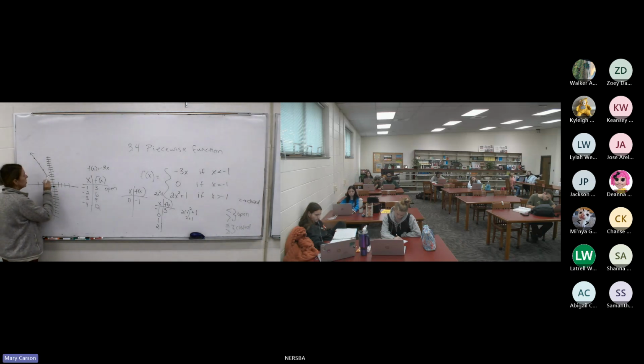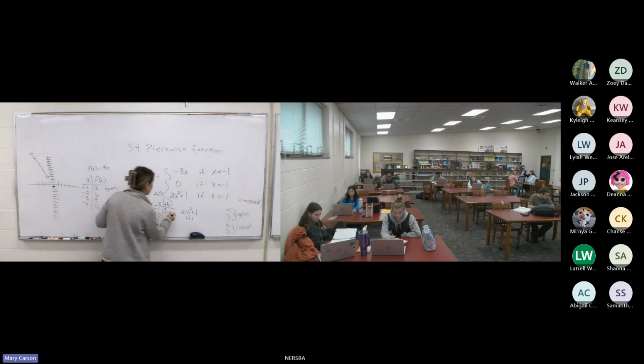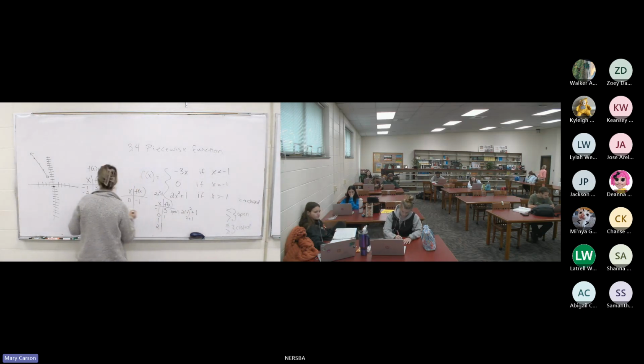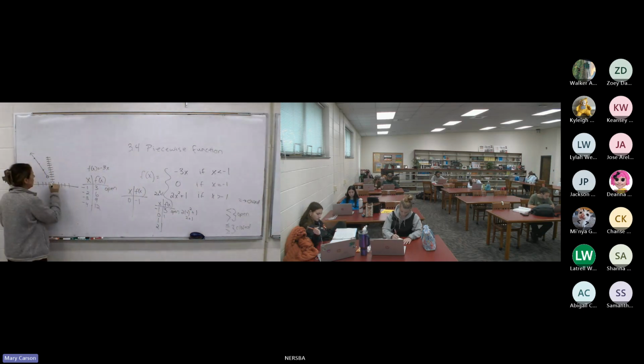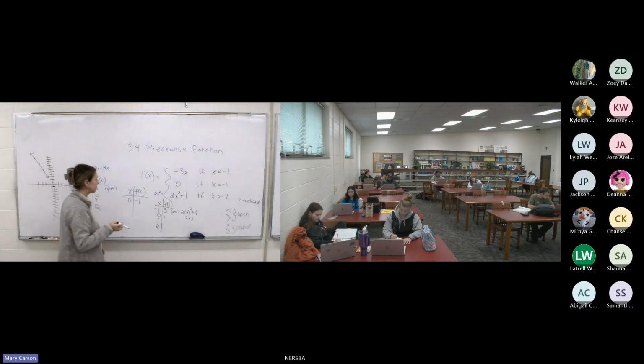Wait, is it gonna be closed? Nope, gonna be open. We already have that one. Already open, okay? And then, I forgot to put the word "and" here. All right, 0, 2 times 0 squared is 0 plus 1 is 1. So 0, 1 is gonna be closed there. Those are just regular points.